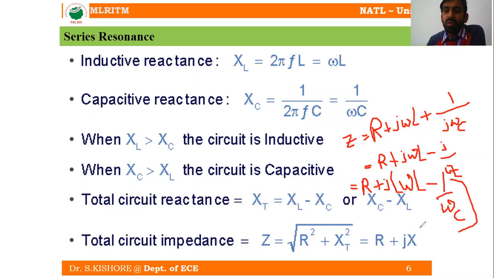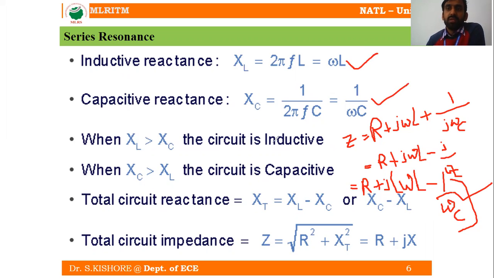If you are having only an RL circuit, then the impedance is going to be equal to R plus j omega L. If it is an RC circuit, the equivalent impedance is going to be R minus j by omega C. If it is an RLC circuit, R plus j into omega L minus 1 by omega C. So what is this omega L? Omega L is nothing but the inductive reactance XL. What is this 1 by omega C? 1 by omega C is nothing but your capacitive reactance.